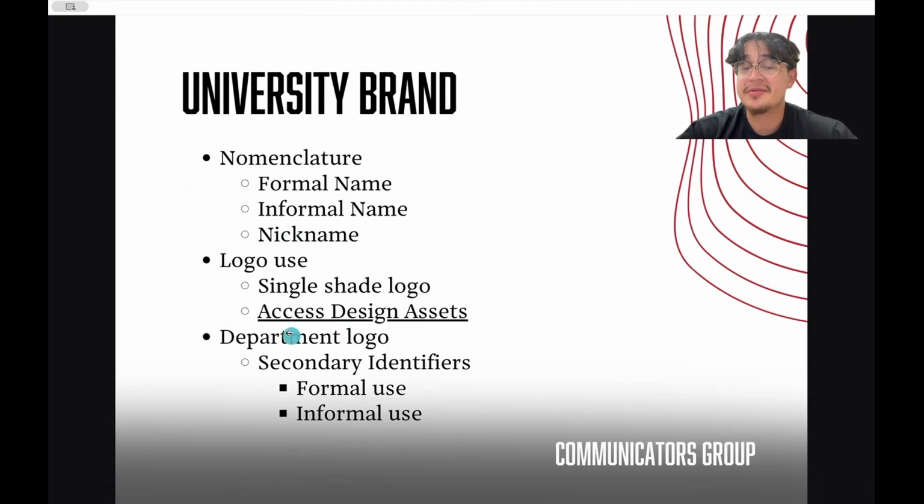And then next up, we have department logos. Department logos are also known as secondary identifiers, and we have two uses for them: formal use and an informal use. Now, with the formal use, it's often the department logo with the university name established onto it, and the informal use is the department logo without the university name.